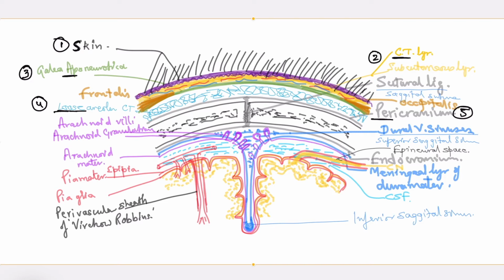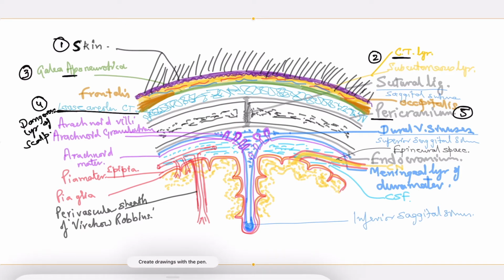And in your question, it was being asked about the dangerous layer of the scalp, and I told you that it is the fourth layer. The loose areolar connective tissue is the dangerous layer of the scalp. So this is the dangerous layer. Now, why is it dangerous? For that, you need to know about these emissary veins.